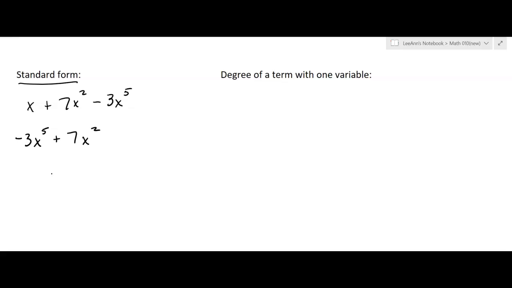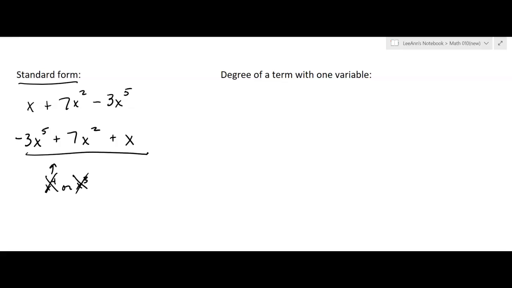Now notice there's no x to the 4th or x cubed. Those terms aren't there. You don't have to put them in. Sometimes we do put a 0x to the 4th, but we'll talk about that when that happens. You just put the exponents in order, and then you would put plus x and have that term at the end. There's no constant at the end in this example, but this would be considered in standard form.